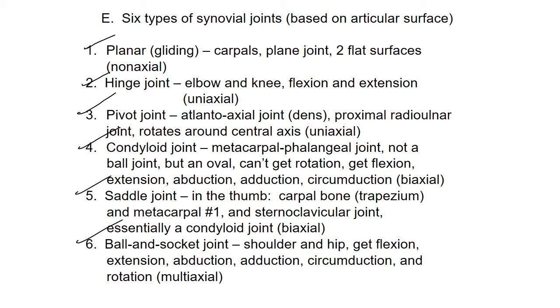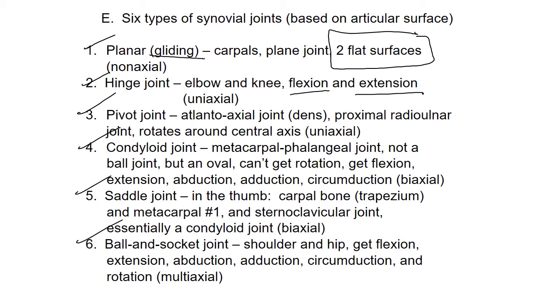The planar joints are two flat surfaces coming together and gliding across each other. Hinge joint would be the elbow and knee. They flex and they extend. So the elbow, you can flex it, which means you bring the forearm towards your upper arm, and you extend it by making your arm into a straight line. Same thing, similarly for the knee.